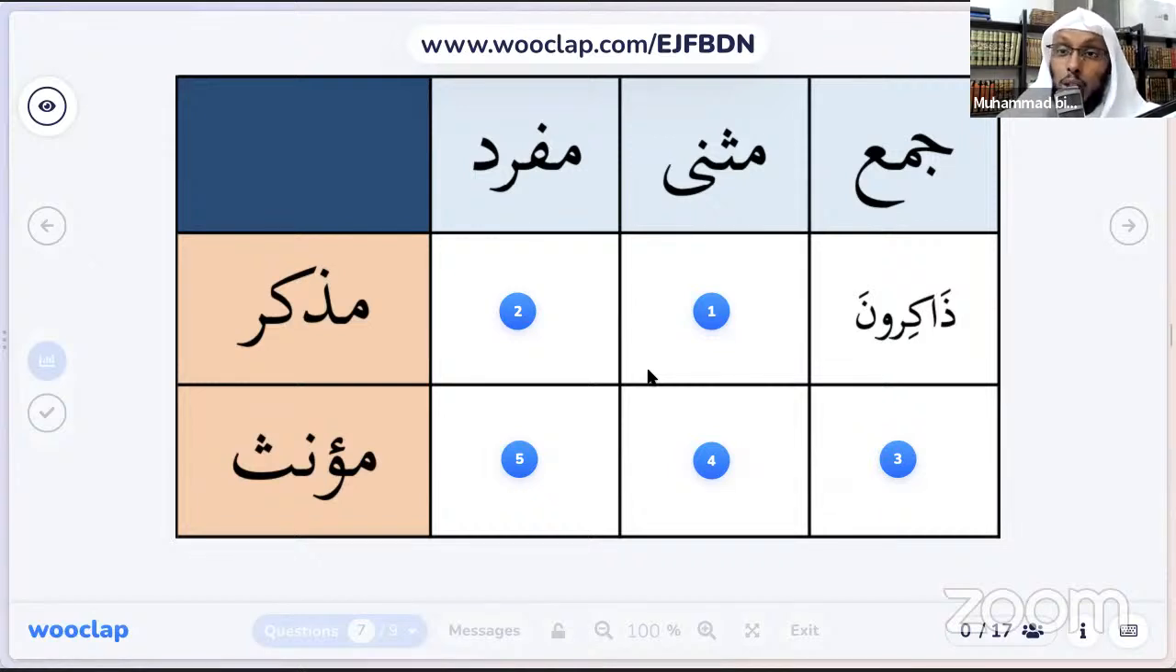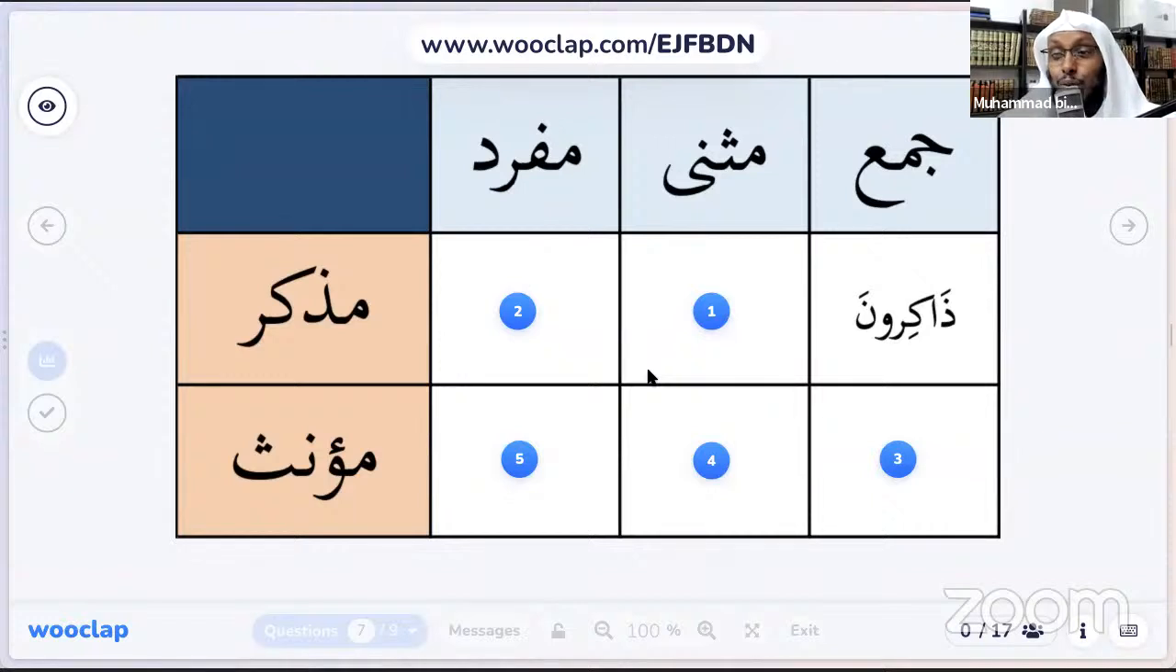Because words, we know when they're fa'il, when they're mubtada, when they're khabar, they're meant to have a dhamma. We learned that. But there are certain words in the Arabic language that can't accept a dhamma at the end, that can't accept a fatha at the end, that can't accept a kasra at the end. Those words, yes, there are different ways to show when it's actually marfu', as in when it's the fa'il or mubtada, and when it's mansub, when it's the object or maf'ul bi. There are different ways to show this.